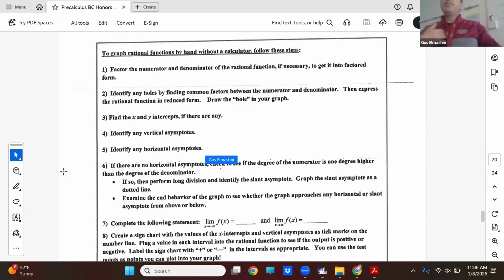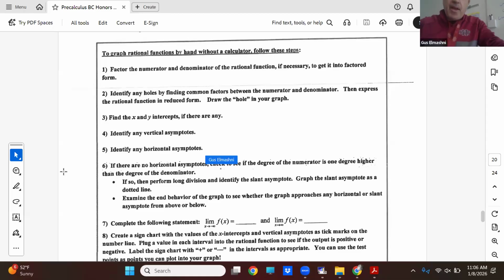This test is not for another month, but in all likelihood, I'll probably do a non-calculator section. I'll probably give you a rational function and ask you to graph it. They'll ask you to do some calculus to it, like we're doing right now with limits. But I'll do it as parts.